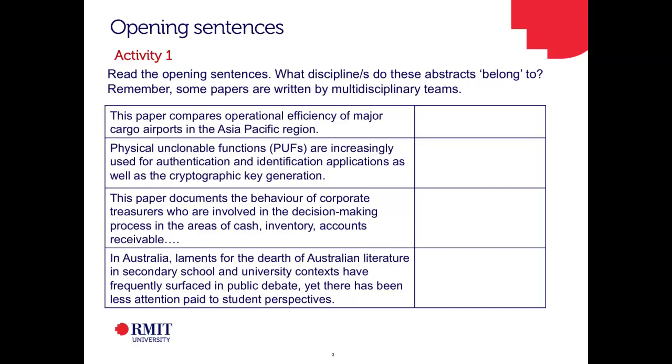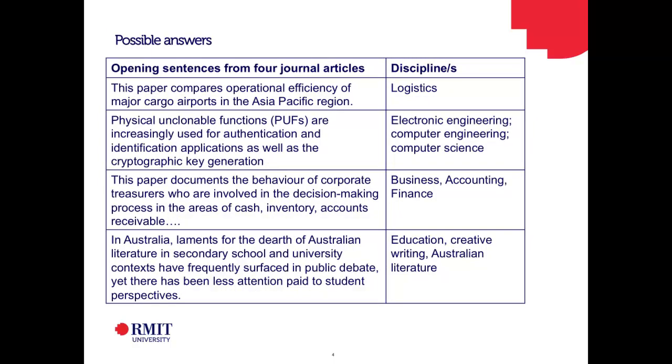Now, complete this activity. Read these opening sentences from 4 different abstracts. What disciplines do these abstracts come from? Remember, some papers are written by multidisciplinary teams, so you may need to consider more than one discipline. Here are 4 possible answers. The first one appears to relate to transport logistics, the second to electronic or computer engineering, the third to business, accounting and finance, and the final one to education, literature or creative writing.